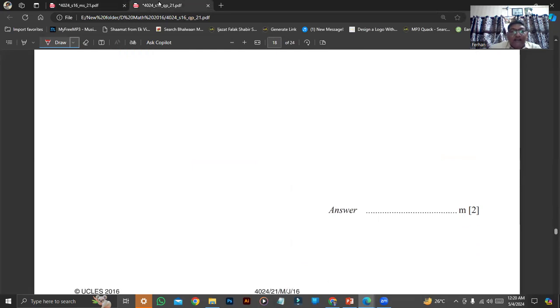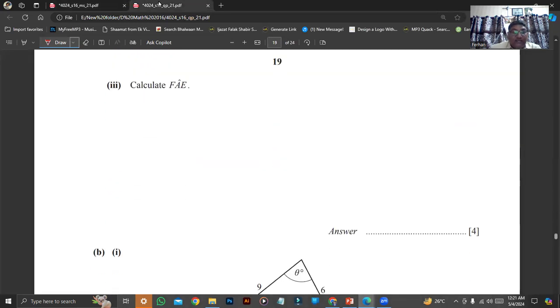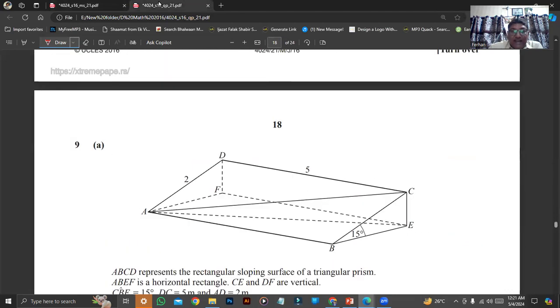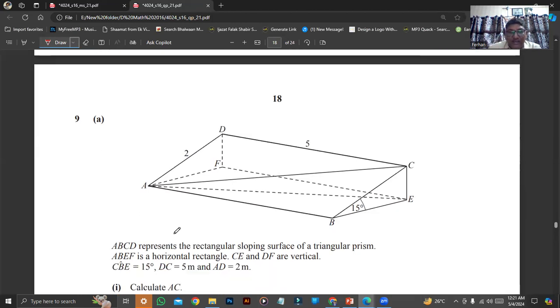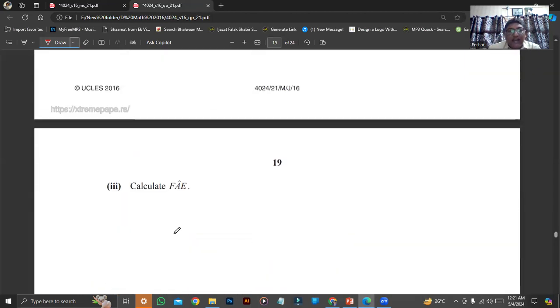Okay. Then we have the next part. This is the third part of question number 9A. Calculate FAE. So they want me to find out this angle FAE. This is F, this is A, this is E. Can you see this ABEF? This is a rectangle, which is the bottom of that ramp. So AFE is a right angle triangle, and I need to find the angle FAE.